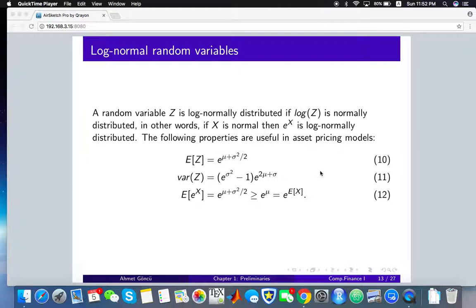Later on, we will also use some properties of the log-normal random variables. A log-normal random variable is obtained when you have a normal random variable x and you exponentiate that random variable x, then what you get is a log-normal random variable. Especially when we model asset prices, the stock prices, we will talk more about the log-normal random variables. And here we have these three properties of the log-normal random variables, which are going to be quite useful later on. We are not going to derive these properties. For the derivations, you can refer to some statistics textbooks. However, we will be using these properties later on.